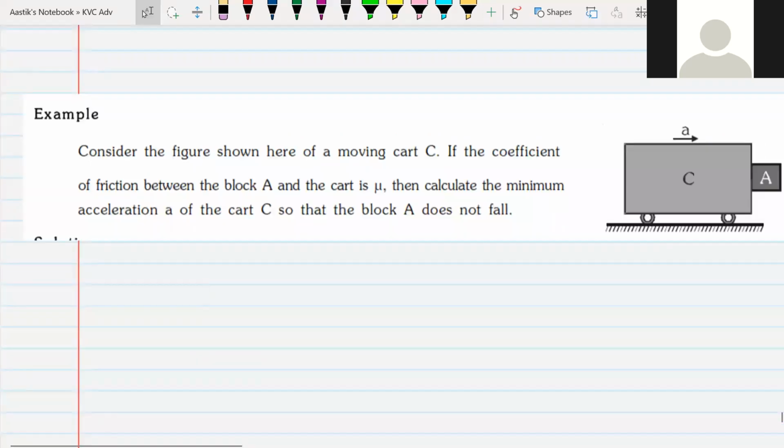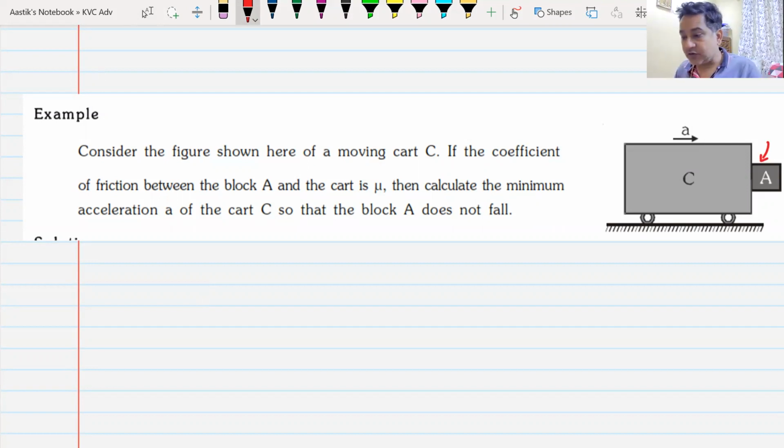We have a block which is kept in contact with a moving wedge or a moving cart. And the question is, if the coefficient of friction between the block and the cart is mu, what should be the acceleration of this block?